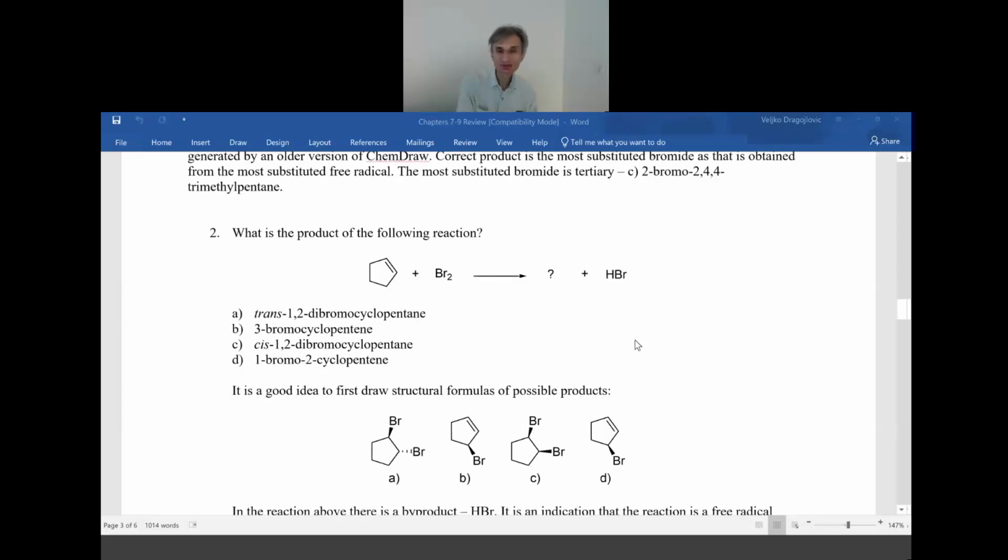Question number 2. What is the product of the following reaction? And now we have cyclopentene reacting with bromine. It gives something plus HBr. And this plus HBr is a hint, because if it's plus HBr, that means it's a substitution reaction, just like here.